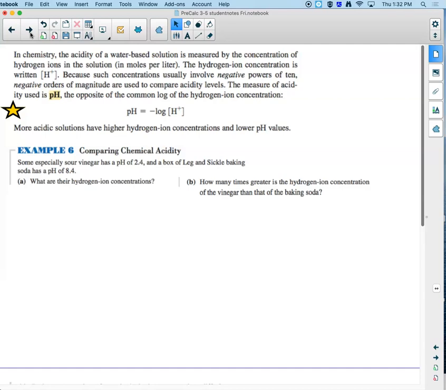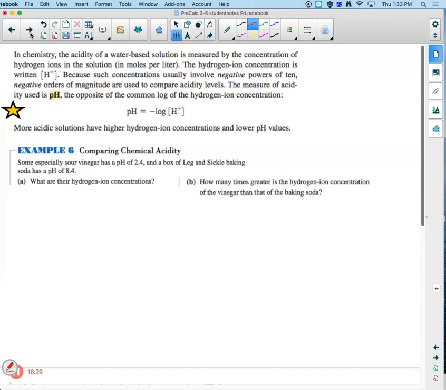So we're still working on the part of our objective that deals with applying what we know with logarithms. And right away, example 6 says we're going to compare some chemical acidity. Some especially sour vinegar has a pH of 2.4, and a box of Leg-and-Sickle baking soda has a pH of 8.4.